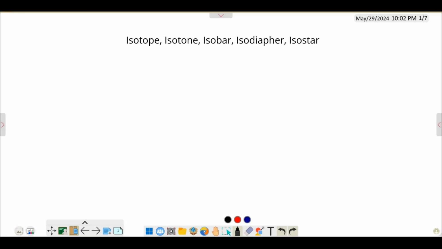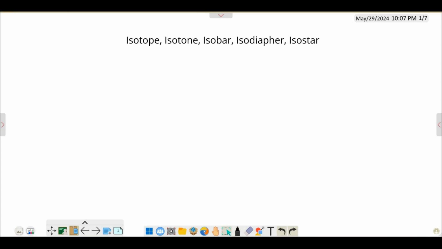In this class, we will try to learn what are the isotopes, isotones, isobars, isodiaphers, and isostars. And finally, we will try to find out one short method which can be applied to solve different kinds of questions quickly in JEE and NEET paper.